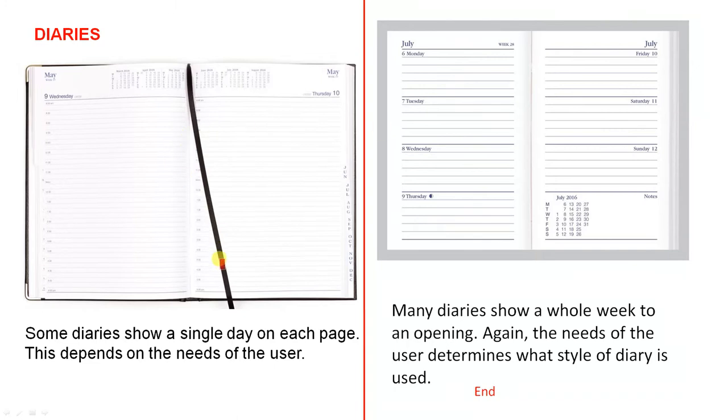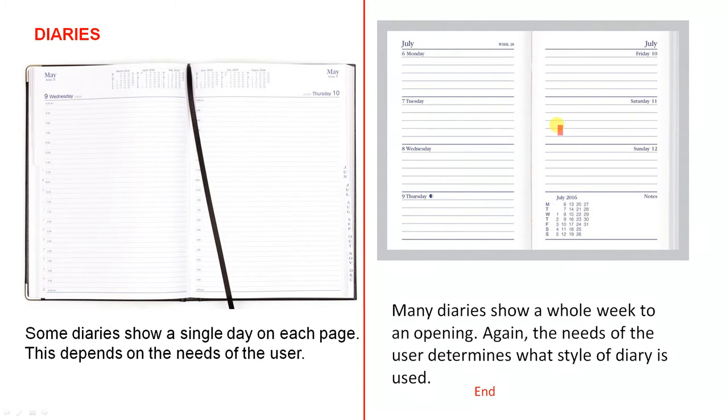Diaries. Some diaries show a single day on each page. This depends on the needs of the user. So some users prefer to have a diary like this. They have a lot of room to write things on a single page each day. Other people prefer to open the diary up and see the whole week. So many diaries show a whole week to an opening. Again, the needs of the user determines what style of diary is used.